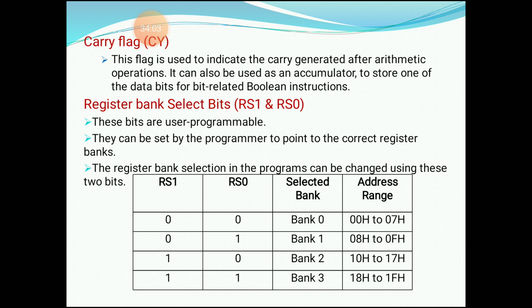Each bank consists of 8 address locations: 00 to 07, 08 to 0F, 10 to 17, 18 to 1FH. Again, each bank consists of 8 registers R0 to R7. So you can access the data from that bank by using the address of that data or through registers R0 to R7.